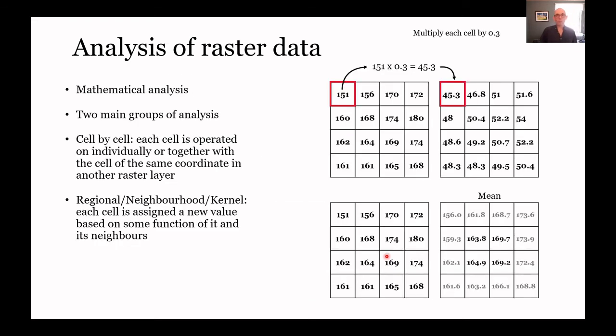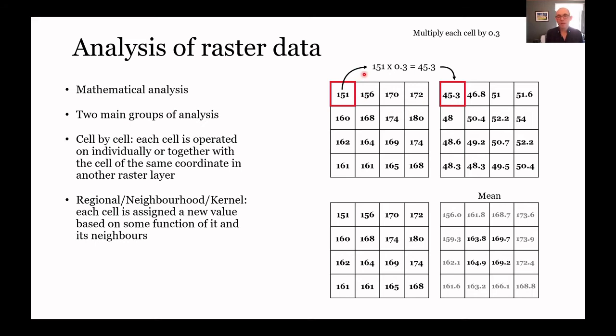So that was one way of doing things. We can also multiply each pixel value individually. We can take a single value. For example, we can run over this raster here and multiply each cell by 0.3. So 151 times 0.3 gives us 45.3.